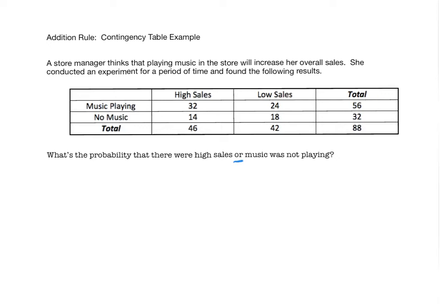So what's the probability that there were high sales or music was not playing? Well, let's first use some notation here. I'm going to use H to represent high sales, and let N represent music was not playing. So we want the probability of H or N. Well, according to the addition rule, you would add the individual probabilities, probability of H plus the probability of N, and then you need to subtract off the probability of H and N occurring simultaneously.